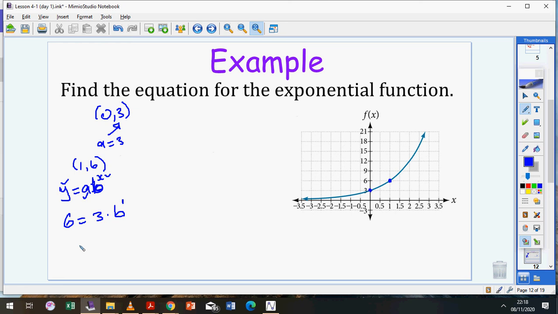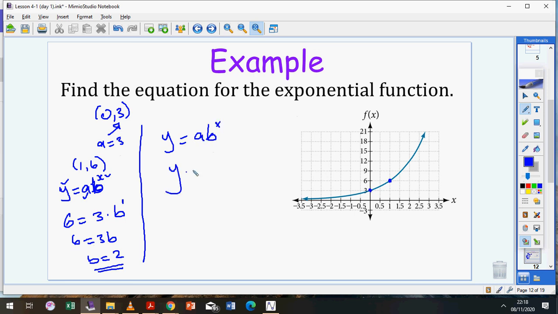So I have 6 is equal to 3b, because b to the power 1 is still b. If I want to find b, I divide both sides by 3, so b is equal to 2. Now I can write my equation as, remember, a times b to the power x. So my equation is going to be y is equal to 3 times 2 to the power x.